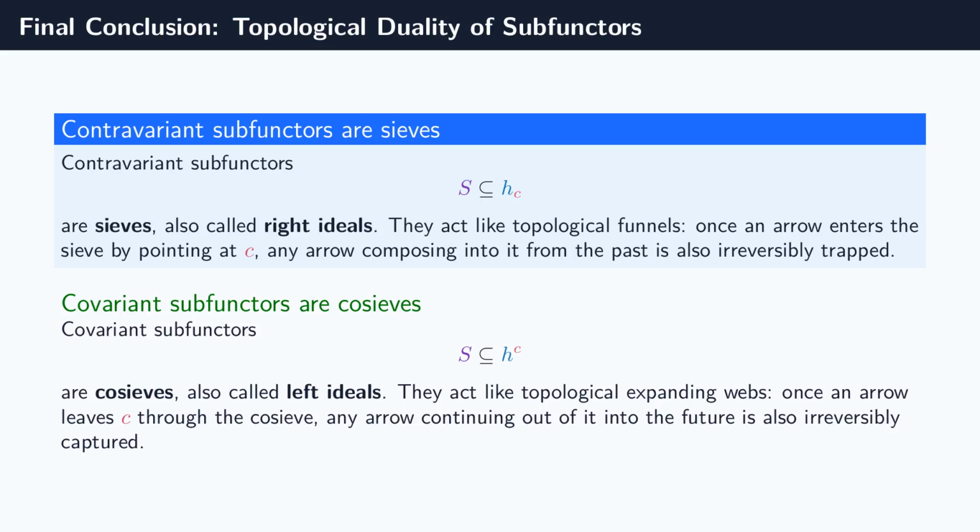The final conclusion is that contravariant subfunctors of the incoming Hom-Functor are sieves, or right ideals. They behave like funnels. Once an arrow into C is selected, all earlier routes feeding into it are selected. Covariant subfunctors of the outgoing Hom-Functor are Cosieves, or left ideals. They behave like expanding webs. Once an arrow leaves C through the selection, all later continuations are selected.